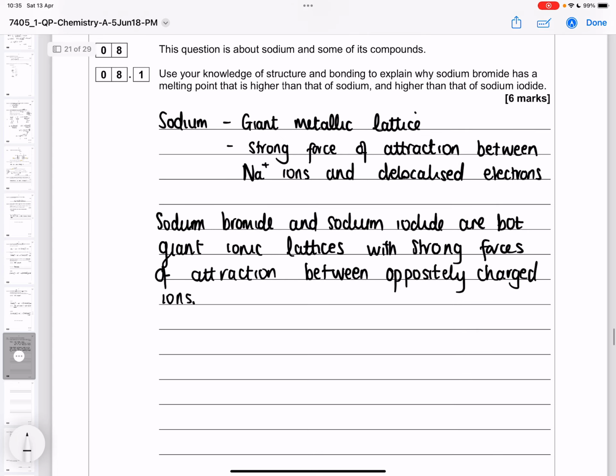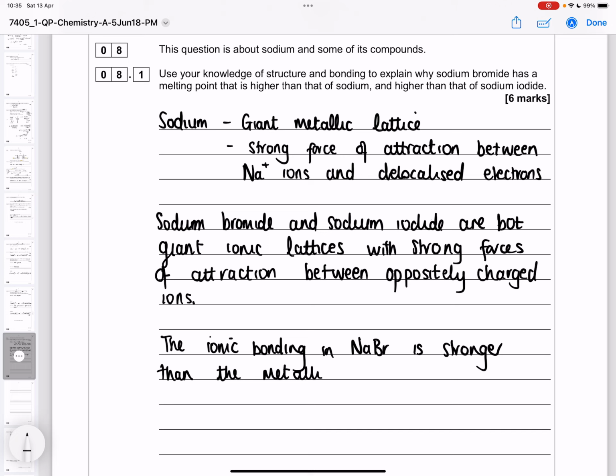So now we need to look at the differences in their melting point. So why is sodium bromide higher than sodium? Well, we must be able to say then the ionic bonding, if it's a higher melting point, it must have stronger force of attraction. The ionic bonding in NaBr, sodium bromide, is stronger than the metallic bonding in sodium. So that's our first comment there.